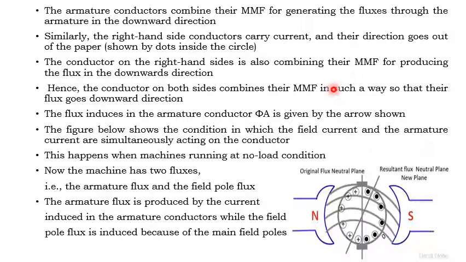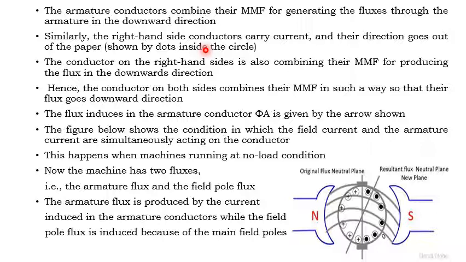So obviously, here what will happen? There will be a combination of the two MMFs. Both the MMFs are combined together, so there will be an increase in the magnitude of the MMF, which we can observe here. Similarly, the right hand side conductor also carries current, and its direction goes out of the paper here. The direction of the right hand side conductor current will be reverse to that of the left hand side.